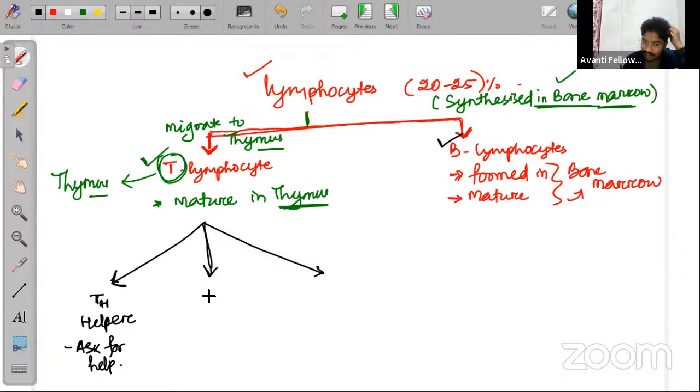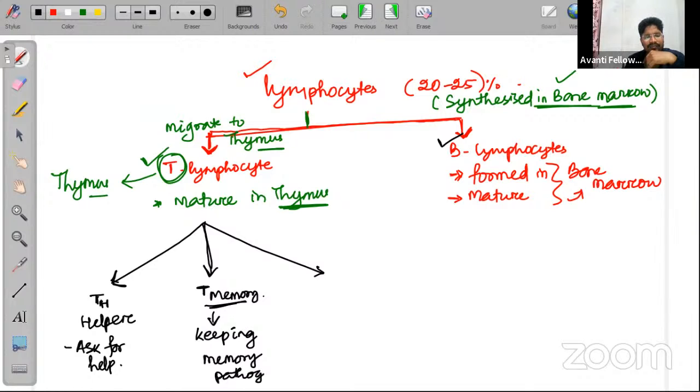Next one is your T helper cell के बाद next अपना क्या आएगा? Next one is your T memory cell. T memory cell, which will be keeping memory against the foreign pathogen. जो भी पैथोजन आएगा उसके अगेंस्ट में ये मेमोरी रखेगा. Which will be keeping memory against the pathogen. Pathogen का मेमोरी ये रखेगा, right?